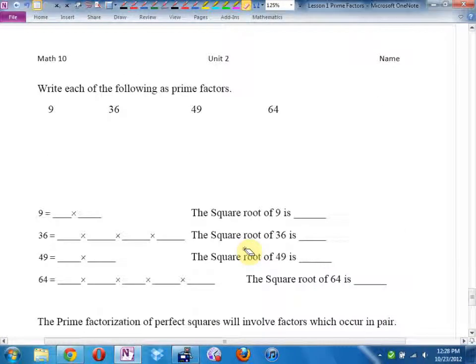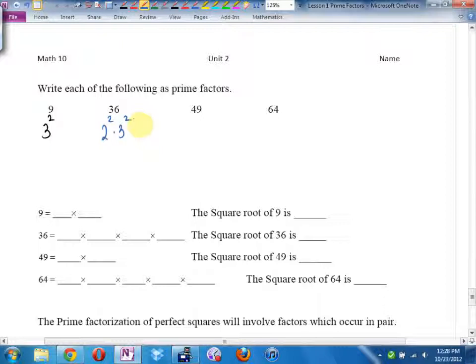It says on the next page, write each of the following as prime factors. All right. 9 is what? I'm going to be really, really clever. Instead of writing 3 and 3, I'm going to say that's a 3 squared. Yes? 36 is now 6 squared, but 6 isn't prime. I want the primes. It's 4 times 9. It's 2 squared, 3 squared.